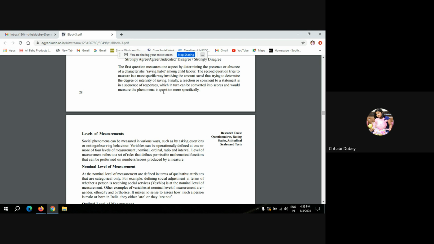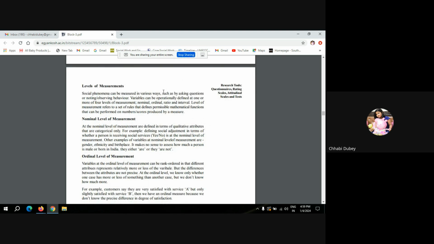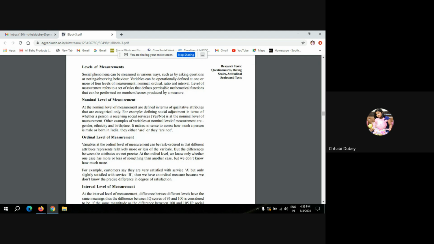These refer to a set of rules that define the permissible mathematical functions that can be performed on the numbers or scores produced by a measure. Nominal level of measurement is defined in terms of qualitative attributes that are categorical. Okay. For example, whether you as a person are receiving some kind of social services, yes or no. Then second is the ordinal level of measurement.